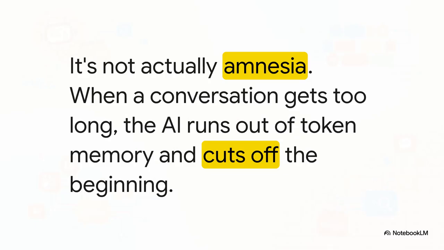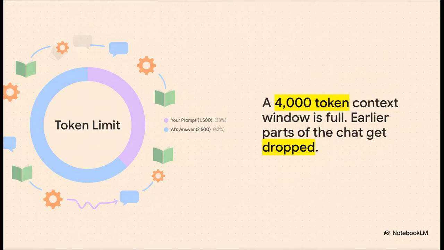Tokens also explain that other really common experience when you're having a long chat and the AI just gets amnesia. It's not actually broken or forgetful. It's literally running out of room for new tokens. See, every AI model has what's called a context window, which is just a fancy term for its short-term memory. And that memory is measured in, you guessed it, tokens. So if an AI can only remember, say, 4,000 tokens at a time, a really long back-and-forth conversation can easily fill that up. Once it's full, the AI has to start dropping the beginning of your chat just to make room for what you're saying now.